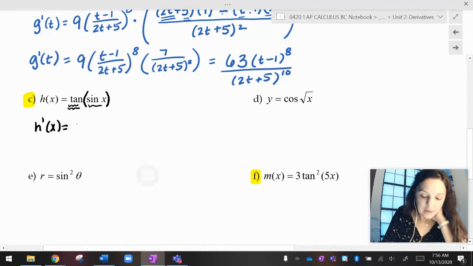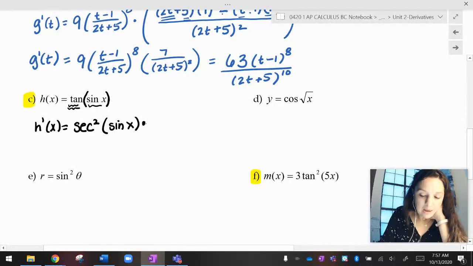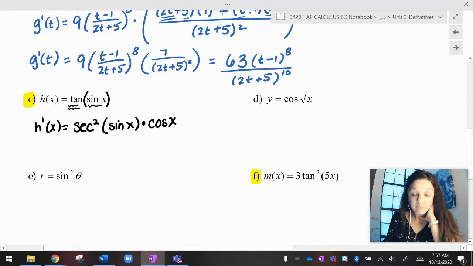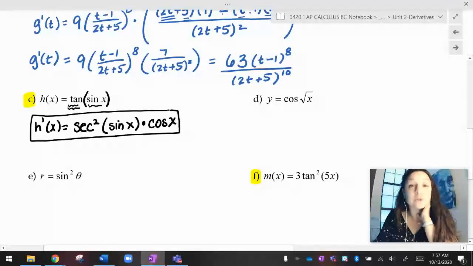outside. The derivative of tan is secant squared. Derivative of the outside, keep the inside. So it's secant squared of sine x times the derivative of the inside. The derivative of sine x is cosine x. And that is it. That's your derivative. There's nothing else we can do with that, or in other words, really nothing else I want to do with that, and leave it there.